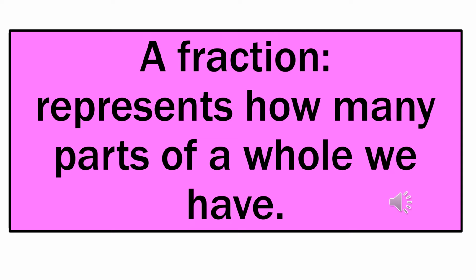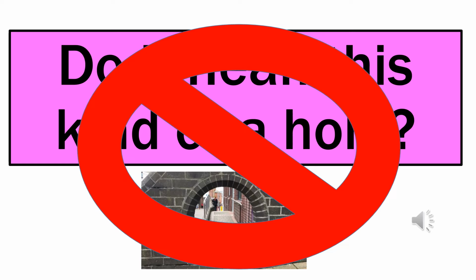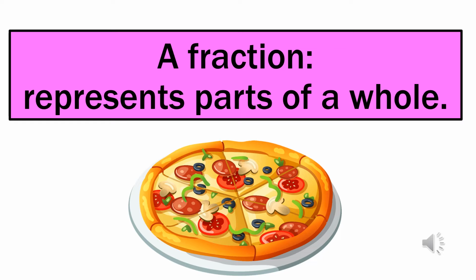A fraction represents how many parts of a whole we have. Do you think this is the kind of whole that I mean? Of course not. We're going to be looking at an actual object to see how many parts of it we have. Like I've already mentioned, a fraction represents parts of a whole. As you can see, there's a yummy looking pizza in front of me. This is one whole pizza. But if I was to take a slice out, you could then tell me the fraction of how many parts are left, or how many pieces of pizza there are left for others to eat.